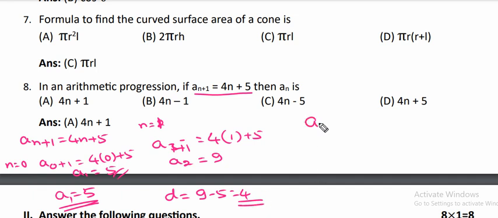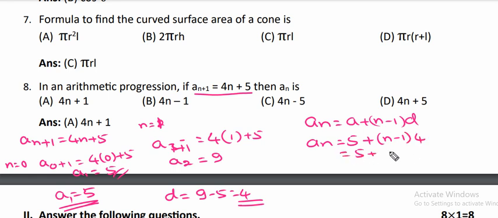So we write what is an. An is equal to a plus n minus 1 into d. So therefore an is equal to 5 plus n minus 1, and d is 4. So 5 plus, we have to multiply this 4 to n minus 1. 4 into n is 4n minus 4 into 1 is 4. That gives you 4n as it is. We have to subtract this 4 from 5. 5 minus 4 is 1. That is an is equal to 4n plus 1 is the correct answer. Therefore option A is the correct answer here.